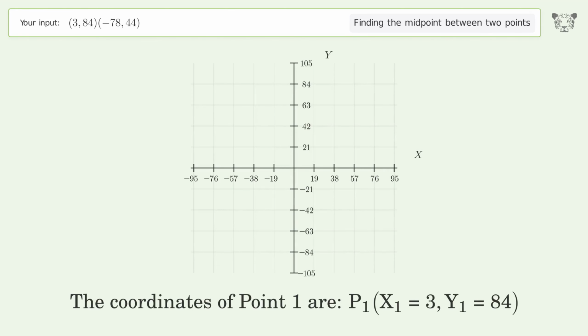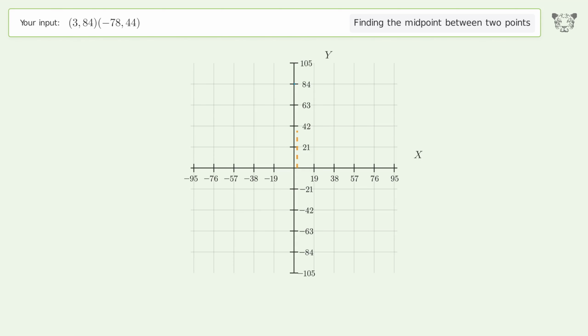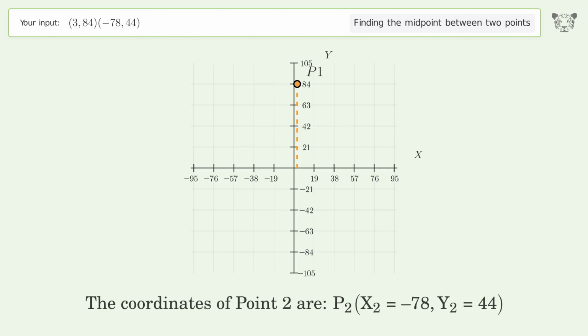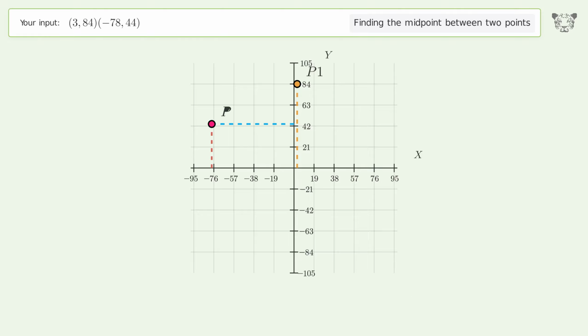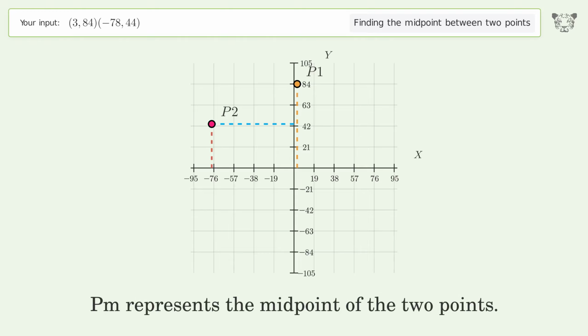The coordinates of point 1 are x1 equals 3, y1 equals 84. The coordinates of point 2 are x2 equals negative 78, y2 equals 44. PM represents the midpoint of the 2 points.